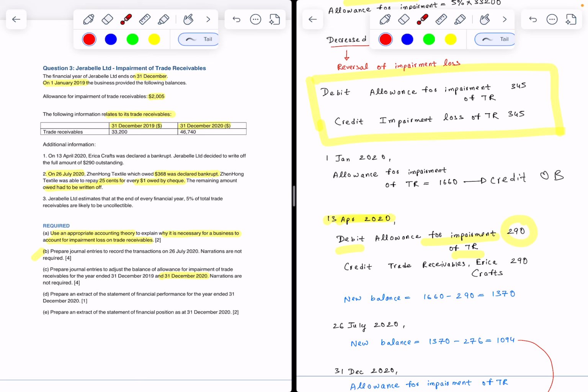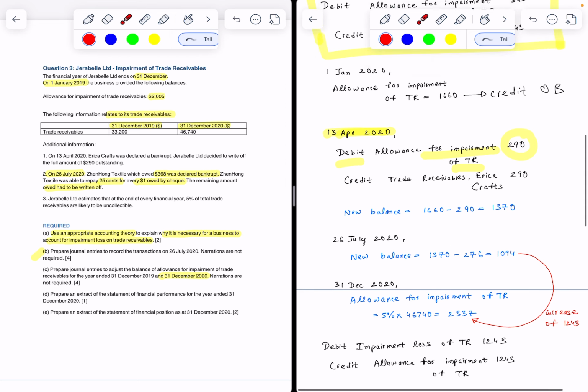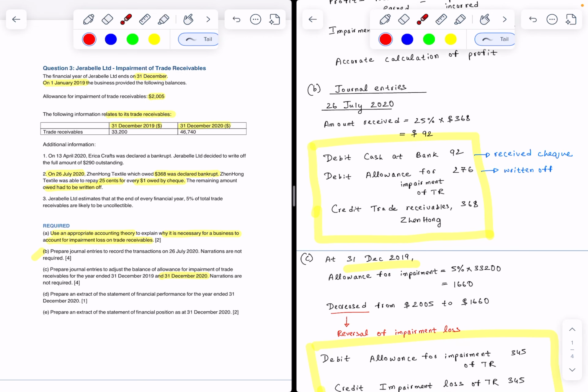Okay? All right. So next we've got the event which took place on 26 July 2020, something we have already solved in part B, right? So let me just scroll back up. Sorry to break your attention span. So 26 July 2020, we debited the allowance for impairment of trade receivables by $276 because this was the amount that Zenhong Textile, from additional information number 2, confirmed that they're not going to pay, right?